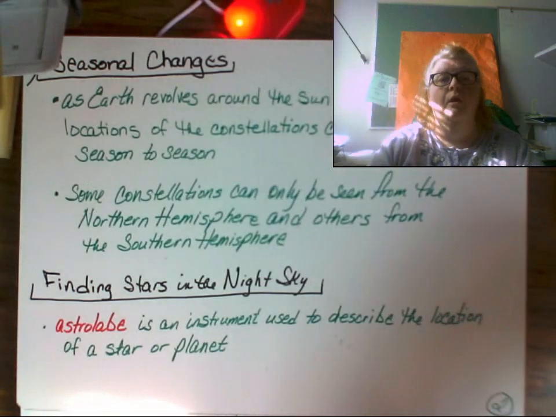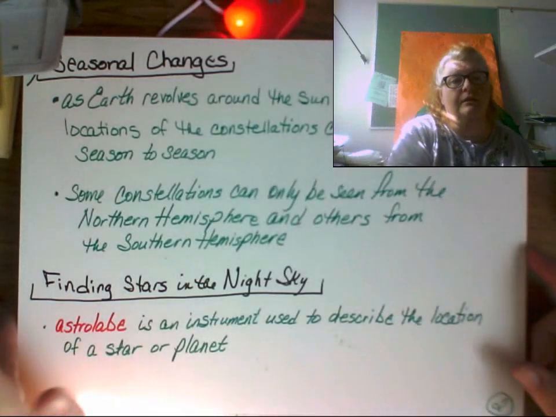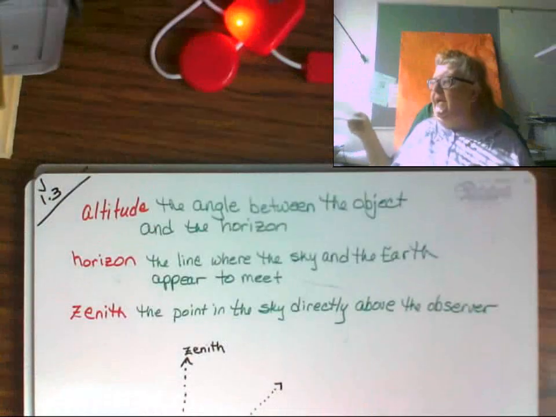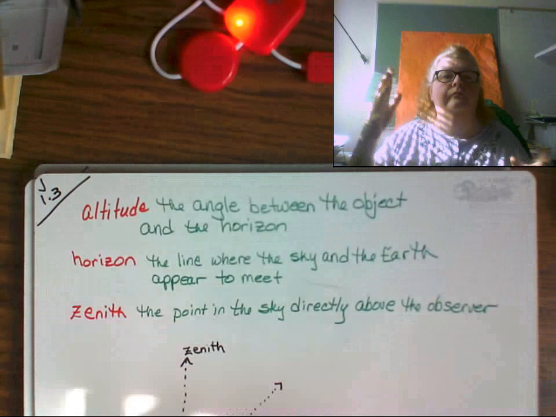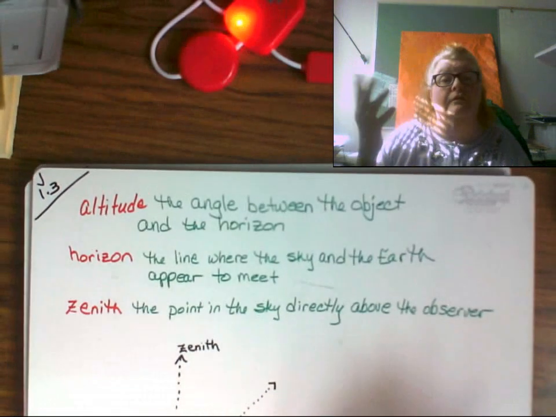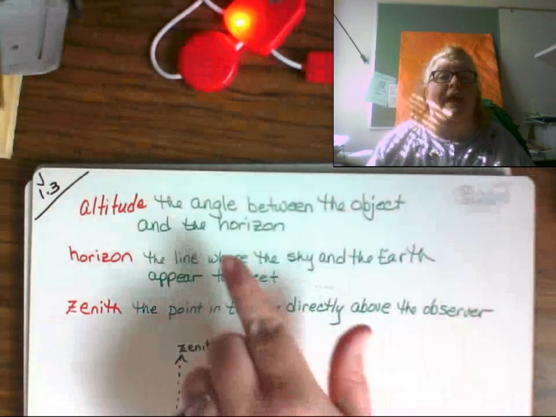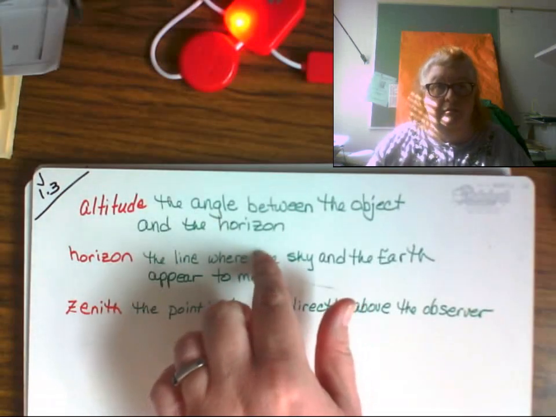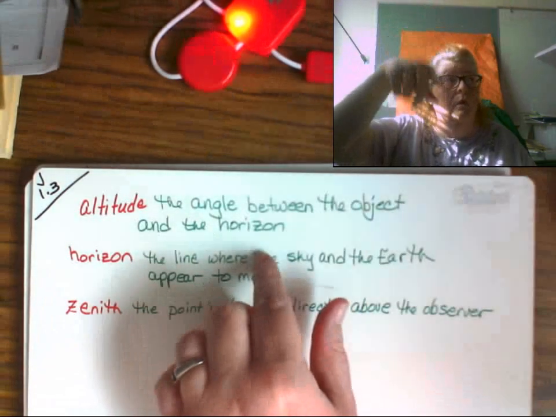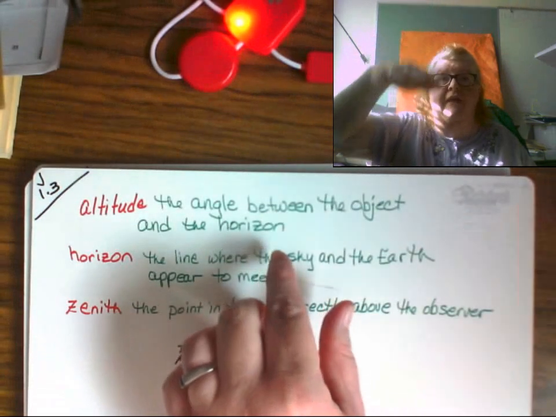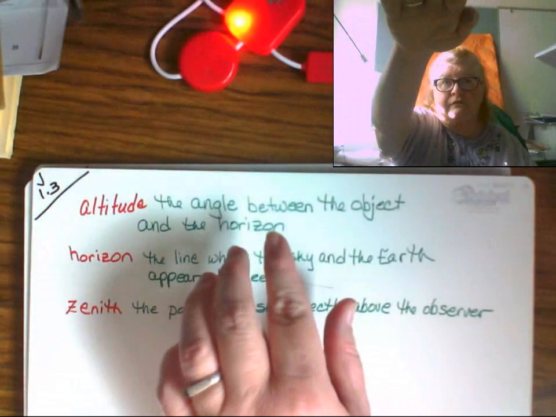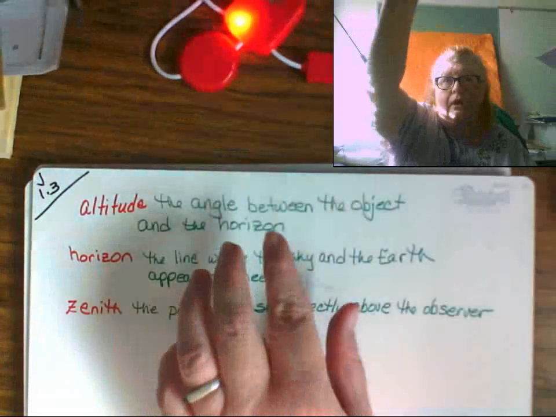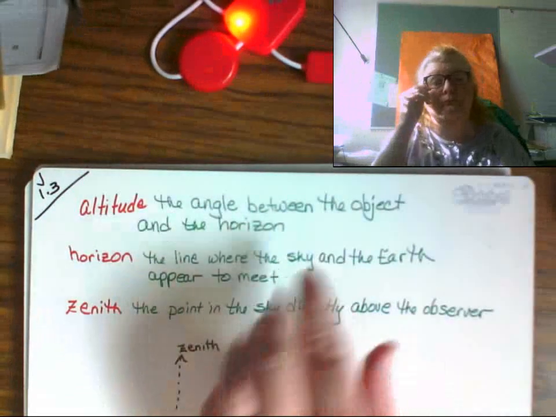Okay? And so you're using different locating vectors, I guess is what you call it. So you have altitude, and that's the angle between the object and the horizon. Okay? So that's what you get with the astrolabe. You're getting that angle. How far is it from 0 up or down?